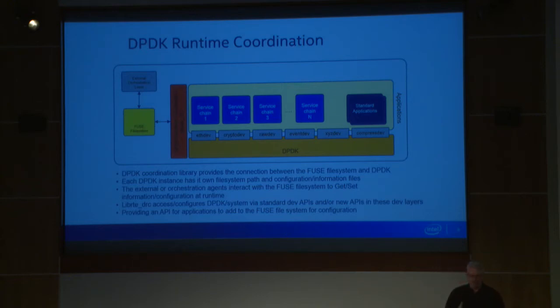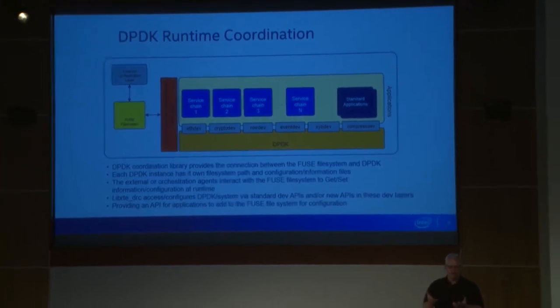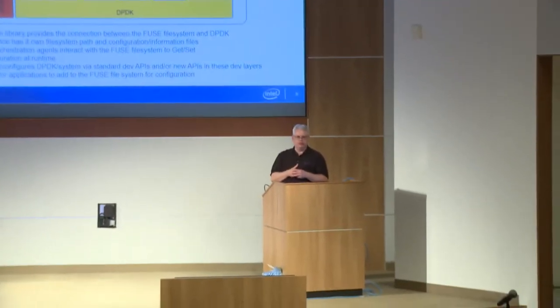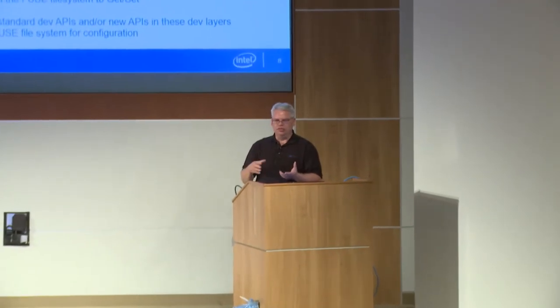But what we're looking at doing is adding in a library, which we're right now calling runtime coordination, and this would be built based on a FUSE file system, or basically a user space file system. All the underlying DPDK EAL layer has a lot of different parameters that you can use to configure DPDK. Most of them are static today and set when your application is launched. What we're looking to do is add this library API into DPDK that creates a FUSE-like file system.